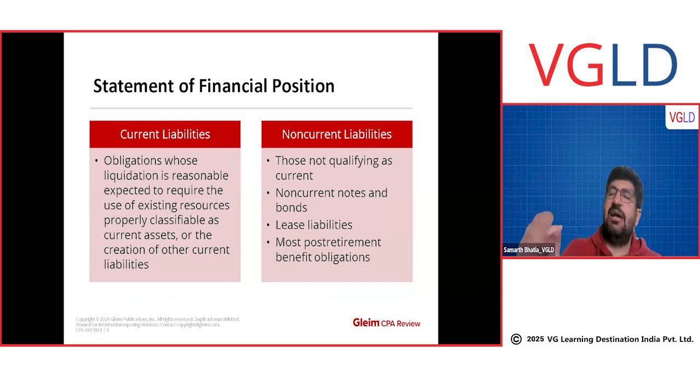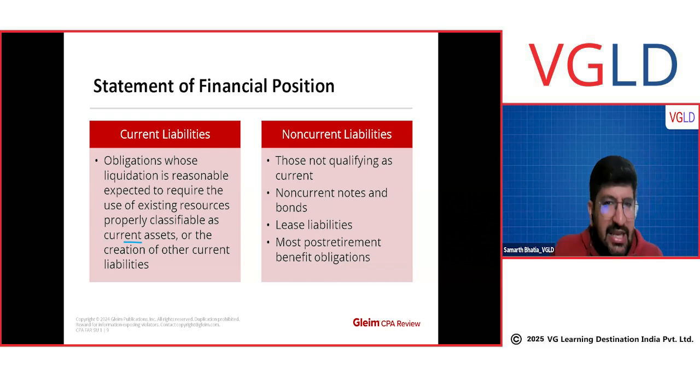Now the next thing is current liabilities and non-current liabilities. When you have a responsibility to settle your obligation in the next 12 months or within one operating cycle, and these liabilities will be paid off out of the current assets of the company, then it will be a current liability. These are obligations whose liquidation is reasonably expected to require the use of existing resources properly classified as current assets, or the creation of other current liabilities.